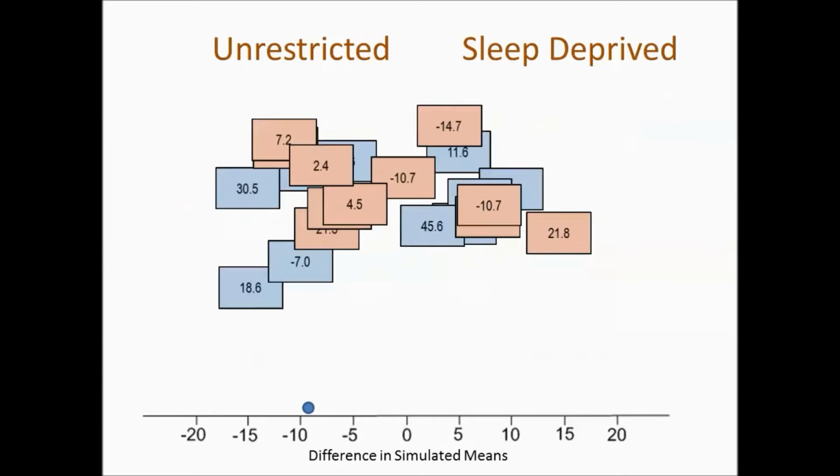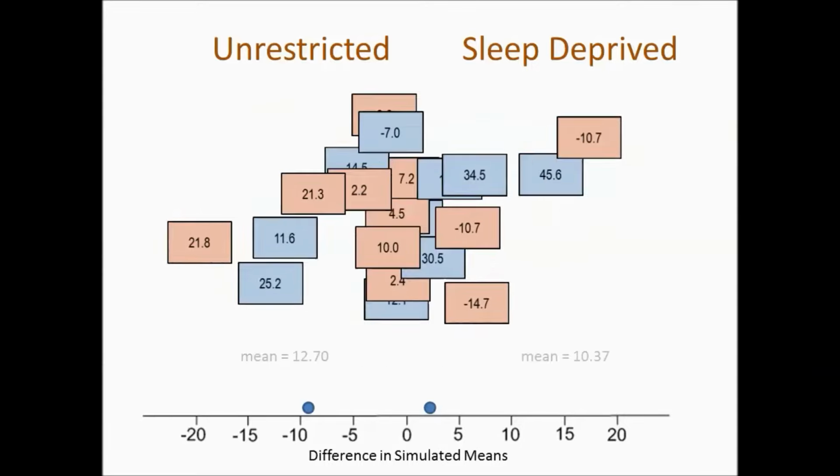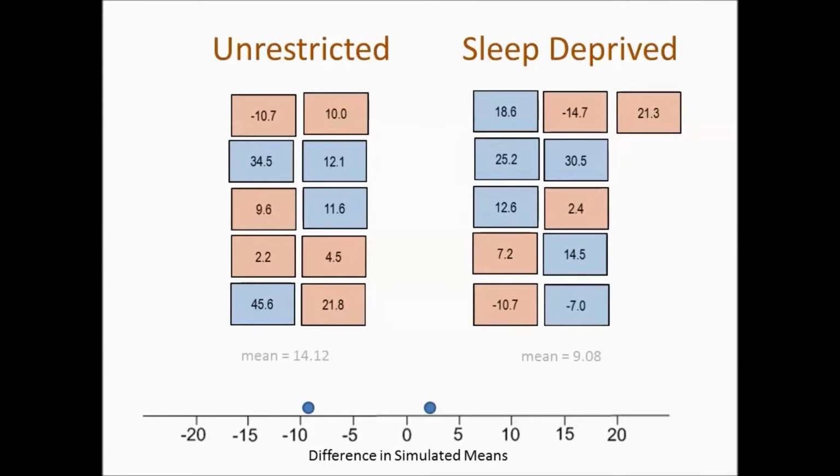Let's repeat this process. This time, the unrestricted group mean improvement time is 12.7 and the sleep-deprived mean time is 10.37. This gives us a difference in means of 2.33, and this becomes the second dot of simulated differences in means in our distribution. Let's repeat this process one more time. This time, the unrestricted group mean time is 14.12 and the sleep-deprived mean time is 9.08, for a difference in means of 5.04, which becomes the third dot in our null distribution.